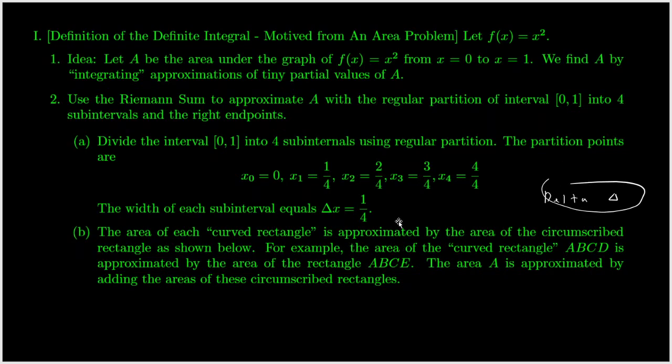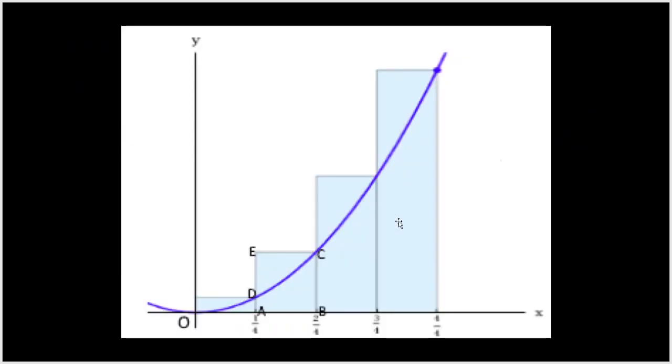Now concentrate. After we divide the interval into 4 subintervals using a regular partition, the idea is, now listen to me carefully, to use the sum of the areas of four rectangles to approximate the area of the curved triangle. I'm going to repeat. The idea is to use the sum or the total of the areas of four rectangles to approximate the area of the curved triangle.